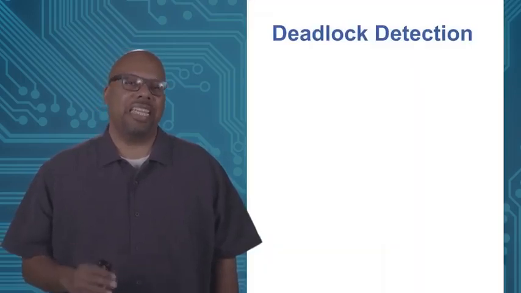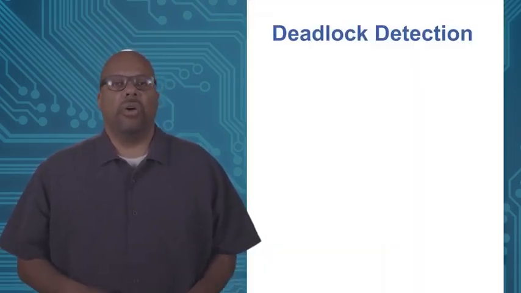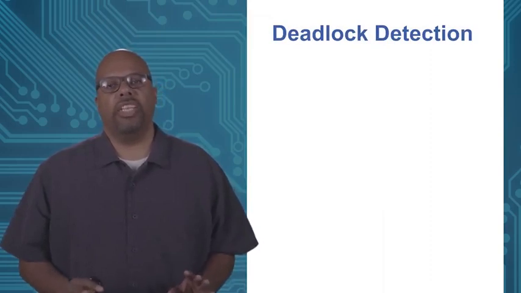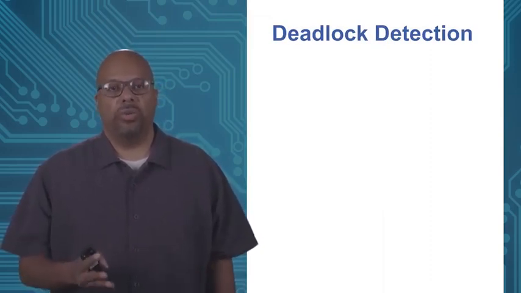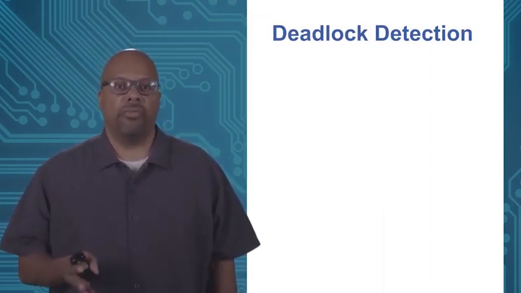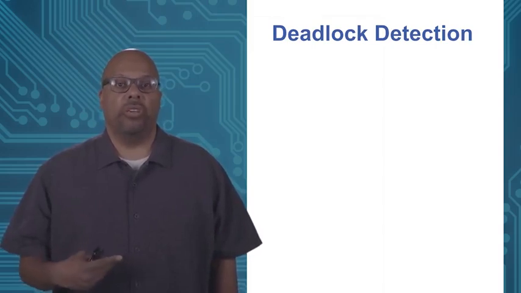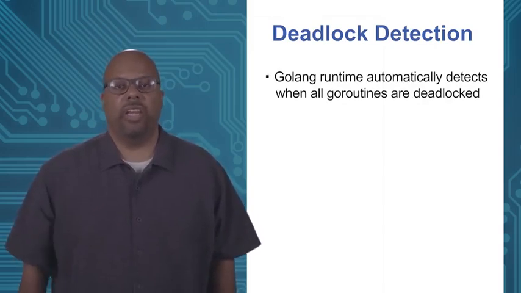Now, if you were to run that code that I just showed you, filled in with the details, the Go runtime actually detects this deadlock. If there's a situation where all Go routines are locked, which is what we just saw, right? All Go routines are stopped. Then the Go runtime automatically detects it, and you get an error like what I'm showing here.